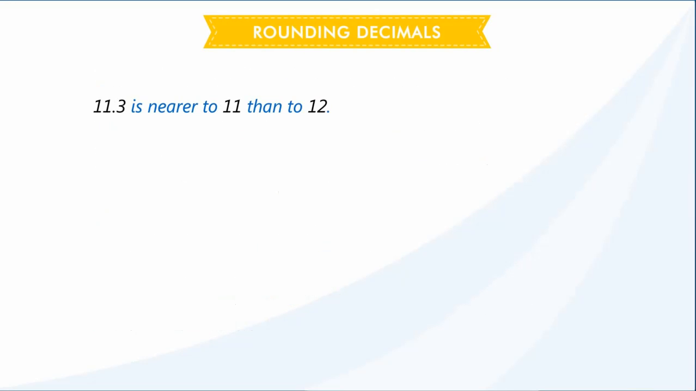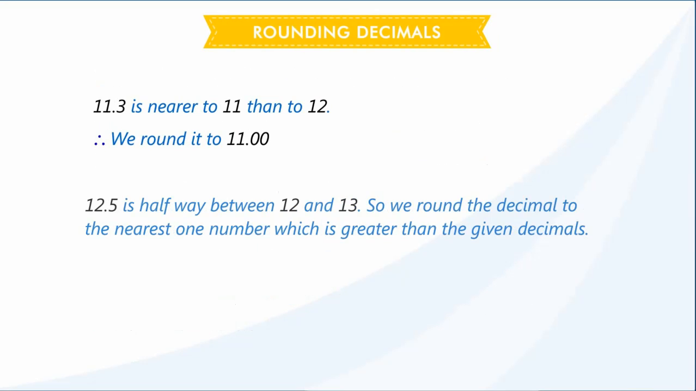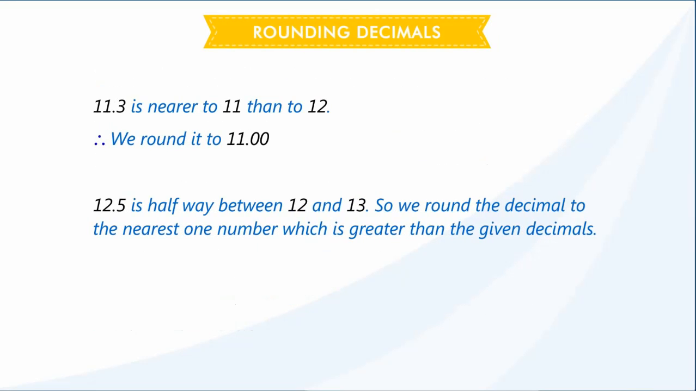11.3 is nearer to 11 than to 12. Therefore, we round it to 11.0. 12.5 is halfway between 12 and 13. So, we round the decimal to the nearest one number which is greater than the given decimal. Therefore, we round 12.5 to 13.0.